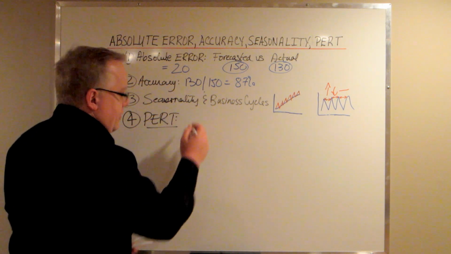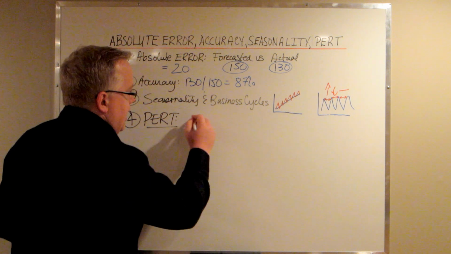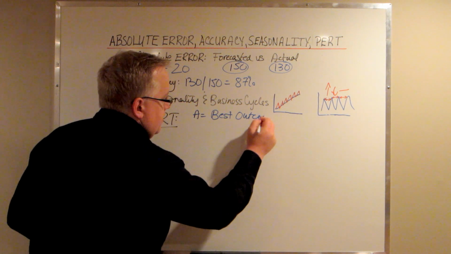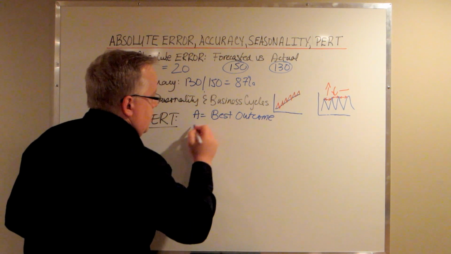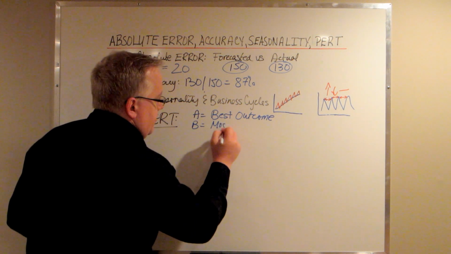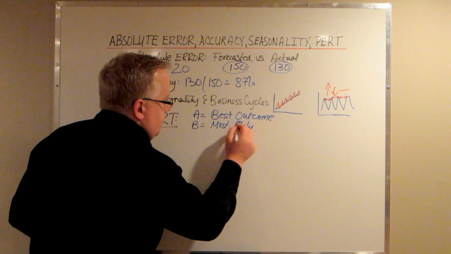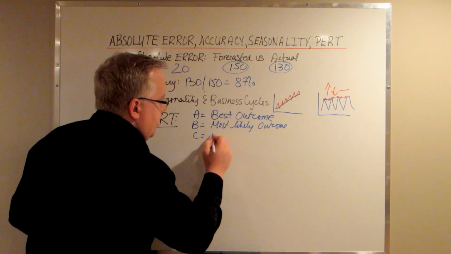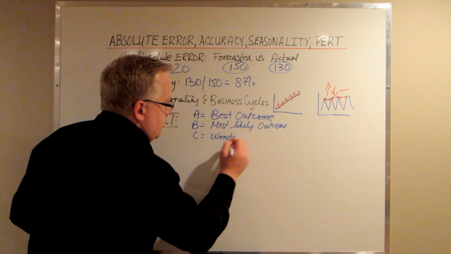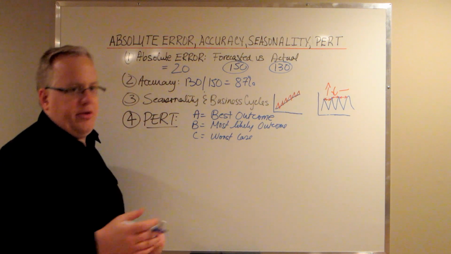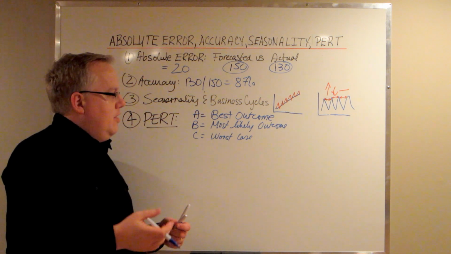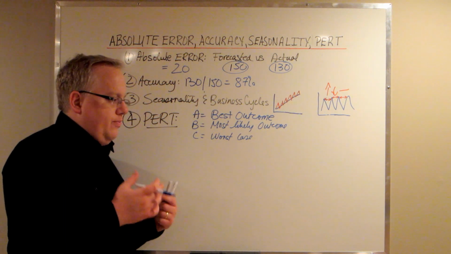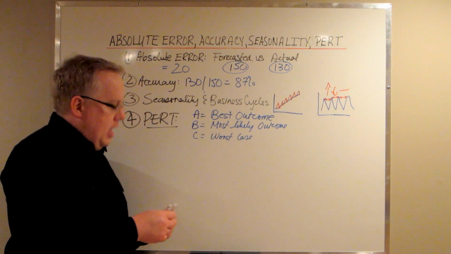Okay? So let's do it this way. A equals best outcome. B equals most likely outcome. And C equals worst case. Now when a salesperson does a forecast, they always ask themselves, what am I most likely going to sell? What would I really love to sell, and what is the minimum I'm probably going to sell?